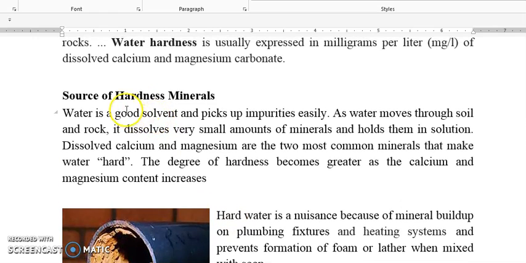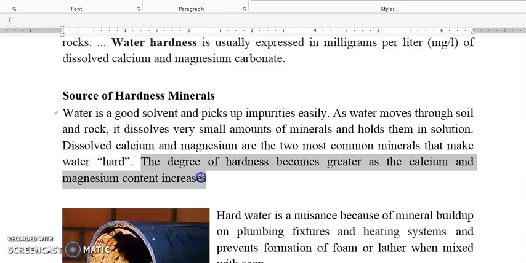Now what are the sources of hardness in the water? Water is a good solvent and picks up impurities very easily, which is the reason why we call water a universal solvent. As the water moves through the rocks and the soil, it dissolves small amounts of minerals and holds them in solution. Dissolved calcium and magnesium are the 2 most common minerals that make the water hard, and the degree of hardness becomes greater as the calcium and magnesium content increases, right?